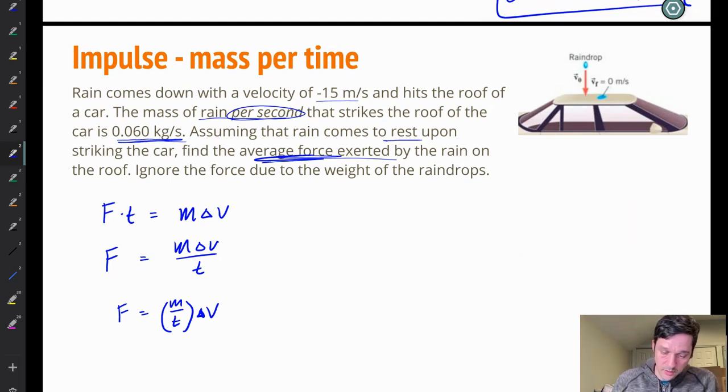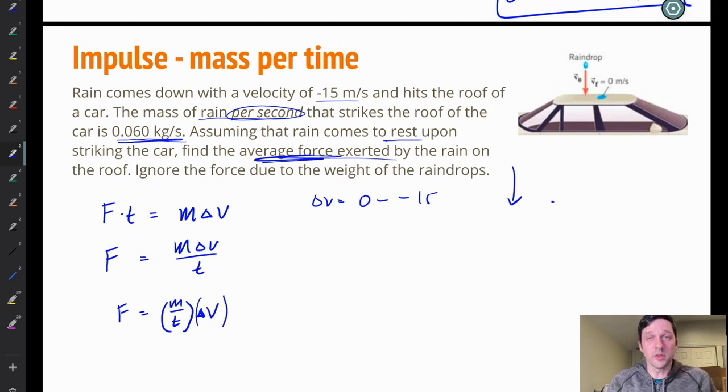And so that's exactly what's going on here. We are being told that the change in velocity is going from velocity final, which is 0, minus the initial, which is 15. So something initially has a negative velocity, which goes to 0. So it's a positive change. Change in velocity is 15 meters per second.